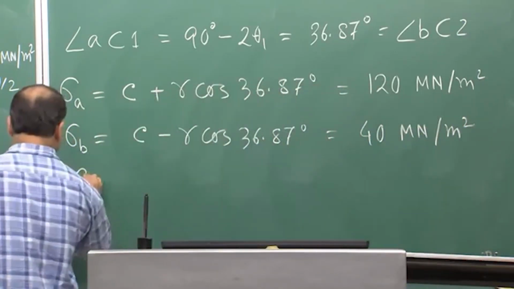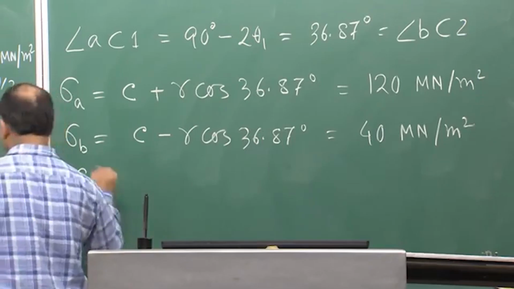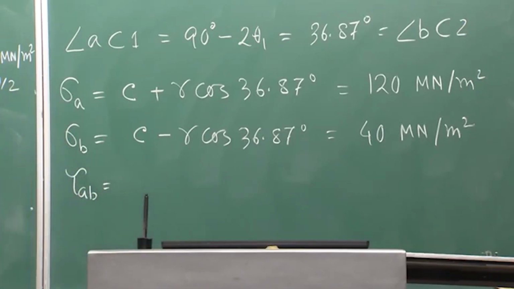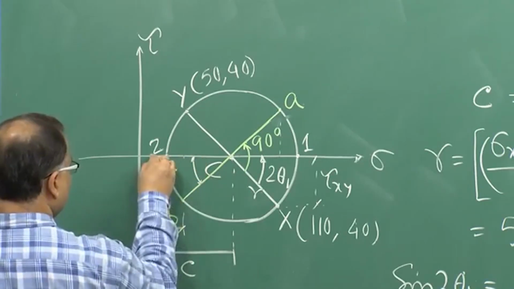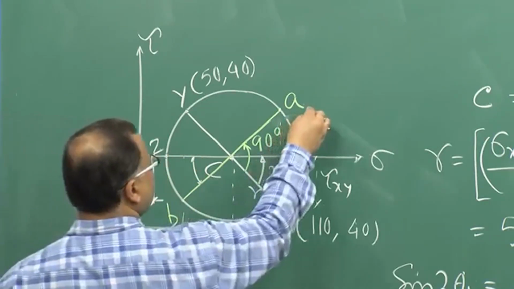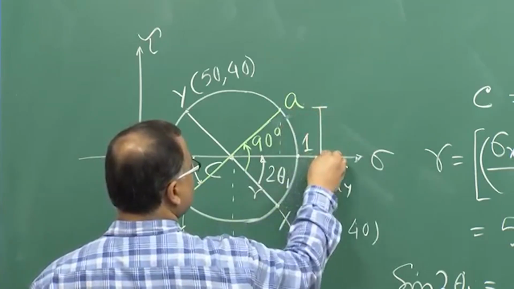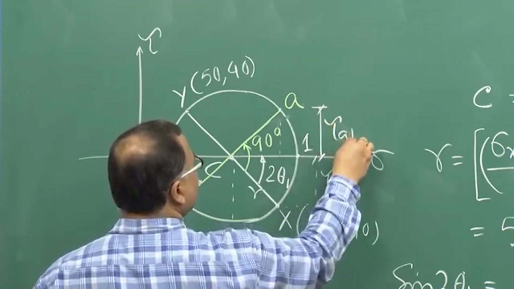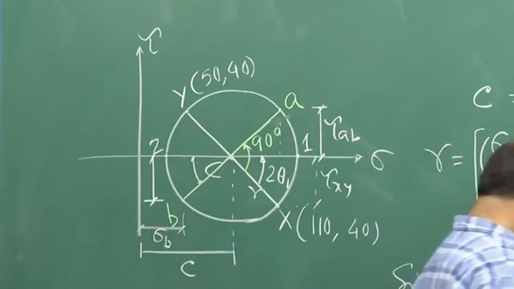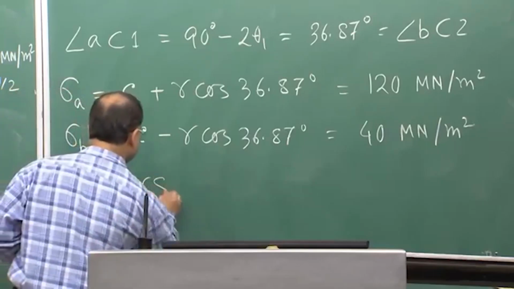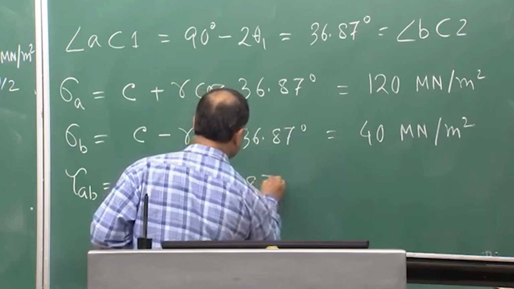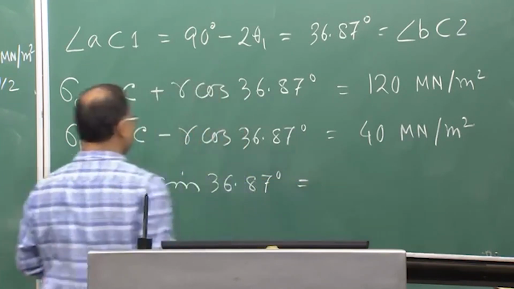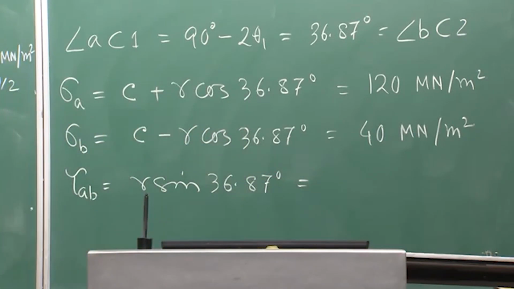Now, what about tau AB? Tau AB is nothing but, this is your tau AB, whatever you say, this is your tau AB. Okay. So, tau AB is R sin 36.87 degree. Now, what is the sign?